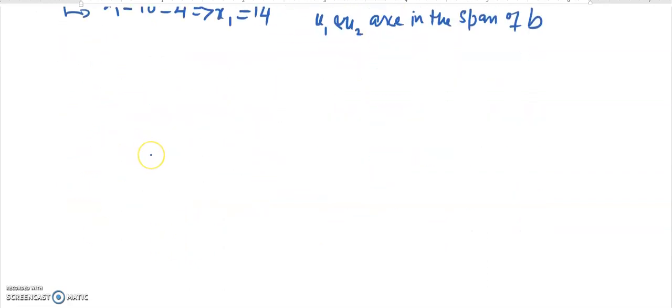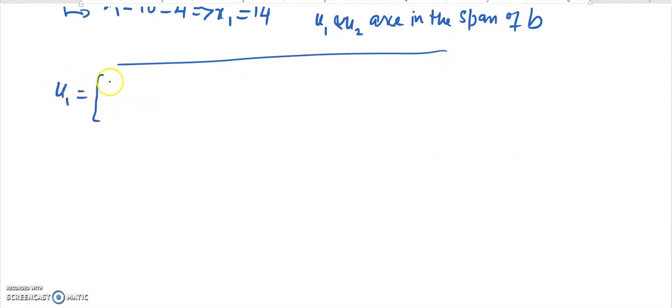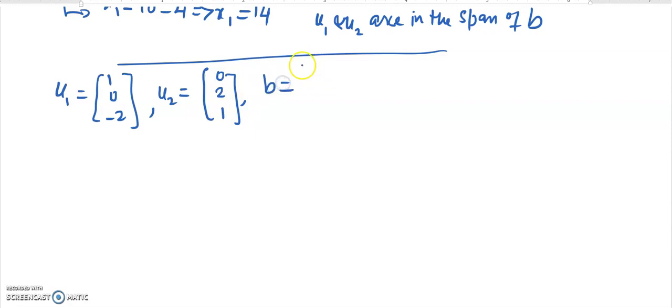Let's see one more example. Now you have u1 equal to the vector (1, 0, -2), u2 equal to (0, 2, 1), and b equal to (1, -4, -4). So whether b is in the span of u1 and u2 or not.